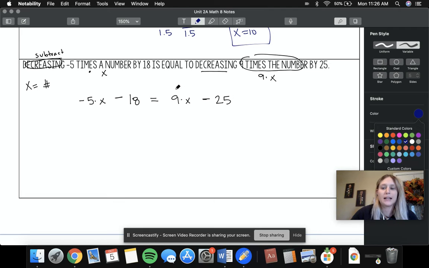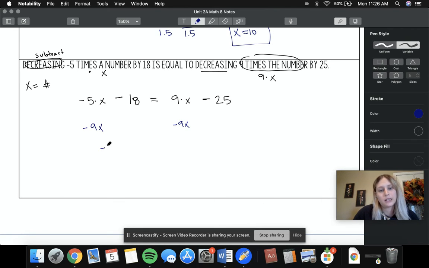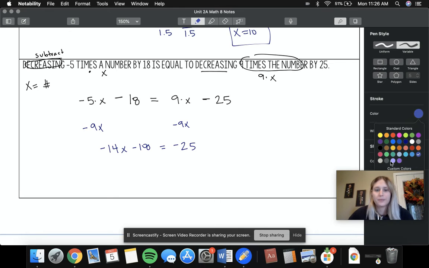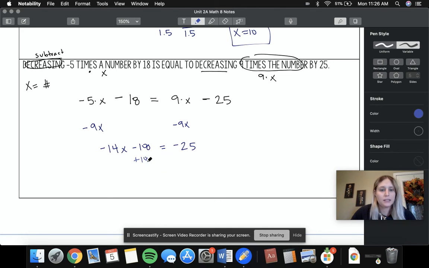So we're going to move this 9x over, get -14x. Then I'm going to add 18. Get -7. And we get 0.5, or if you make that into a fraction, we get 1/2.